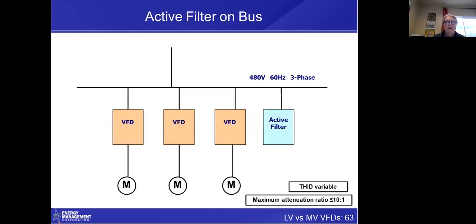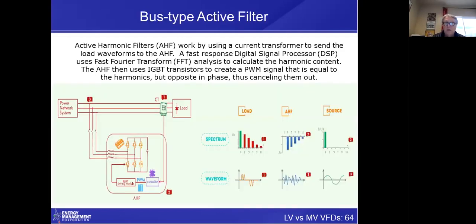And finally, we have active filters on the bus. These actually can get you below 5%. In this case, you would put line reactors on your variable frequency drives, and then you would apply an active filter on the bus to clean up the remainder of the harmonics. They work a little bit like noise cancellation headphones, and they're getting to be very, very popular. They work very well. As they get more popular, the price is coming down. As the price comes down, they get more popular. So that's a good technology as well.